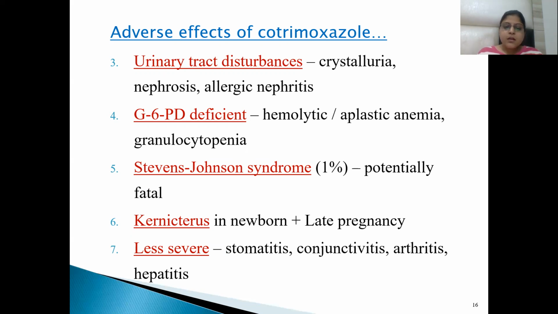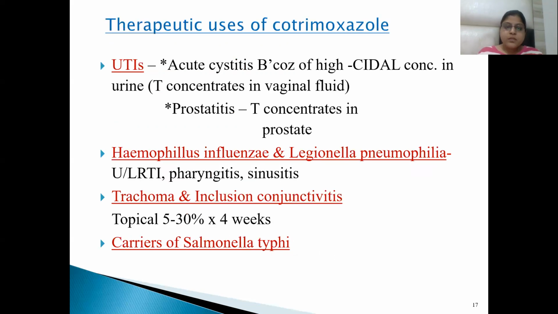Less severe are stomatitis, conjunctivitis, arthritis, and hepatitis. Therapeutic uses of cotrimoxazole include UTI, because these are cidal concentrations in urine. Prostatitis, as trimethoprim concentrates in the prostate. Also Hemophilus influenzae and Legionella pneumophila, and upper and lower respiratory tract infections like pharyngitis, pneumonitis, trachoma, and inclusion conjunctivitis.